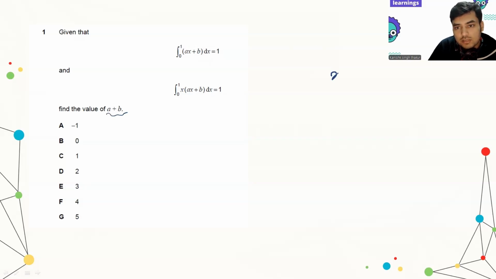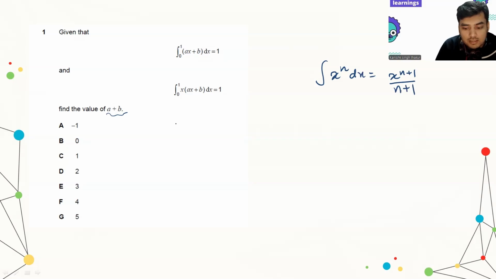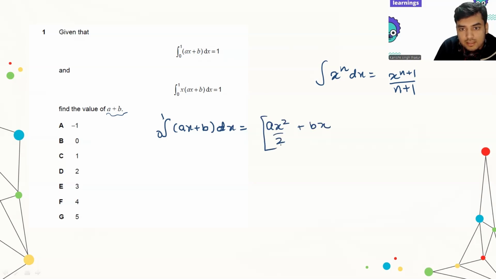So as you must be knowing, integration of x to the power n dx is actually equal to x to the power n plus 1 upon n plus 1. So we will be using this thing here. If I do the integration of ax plus b dx, I'll get ax square over 2 plus bx, right? And these have the limits 0 to 1. I'll put the limits here.